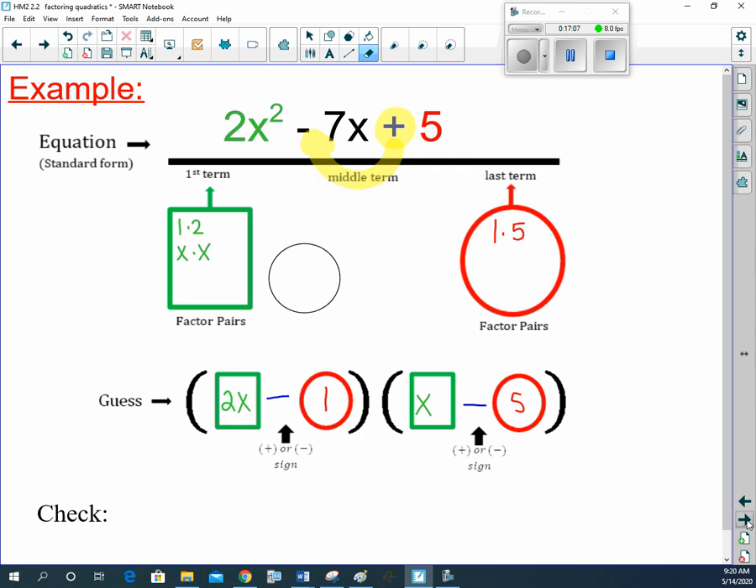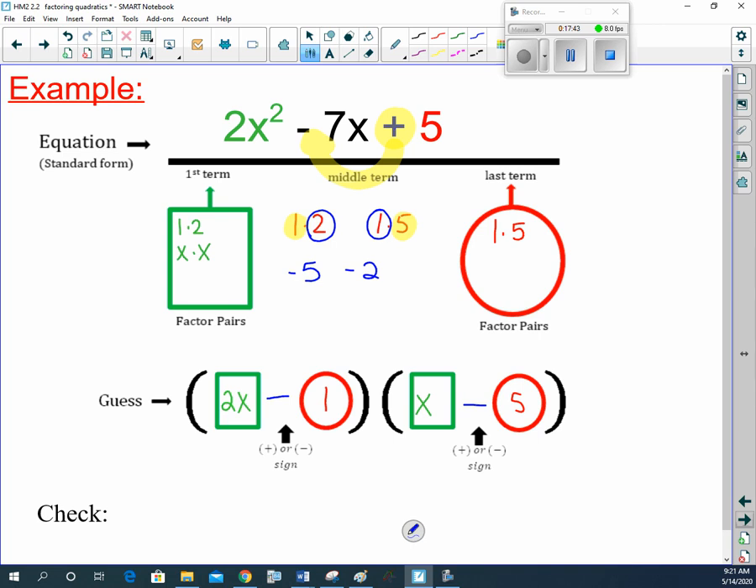So I'm going to do another quick check. I did 1 times 2 and 1 times 5. So first time I did 1 times 1, so this time I'm going to do 1 times 5. It doesn't have to be first number to first number. It's just got to be one number from the first factor pair times one number from the second factor pair. So 1 times 5 is 5. And then I'm going to do 2 times 1, which is 2. Okay, can I add those together to get a -7? I sure can. A -5 and a -2 give me a -7.